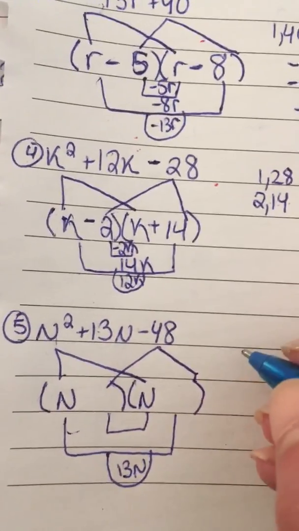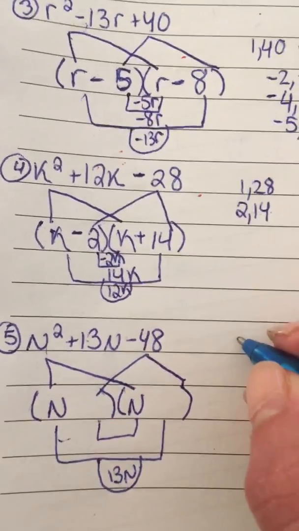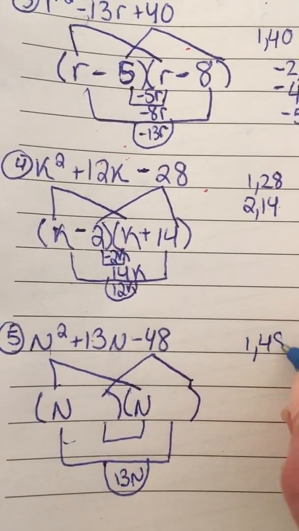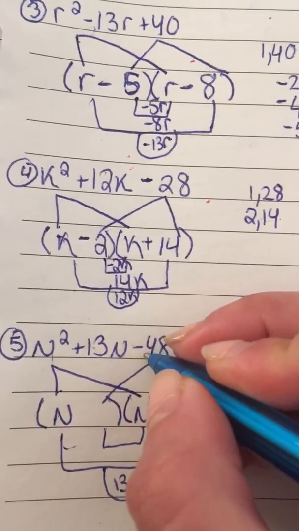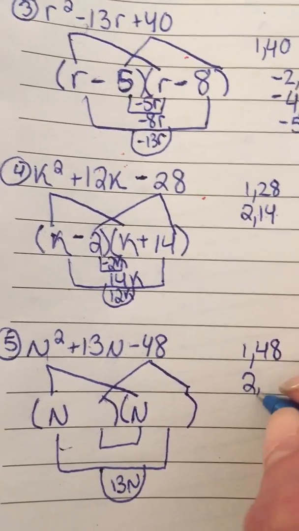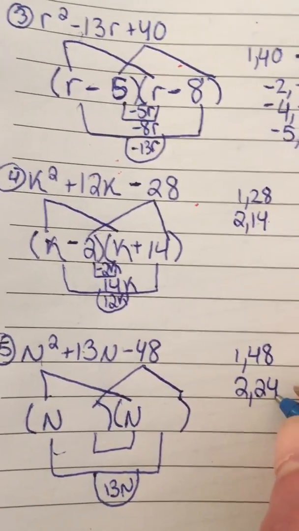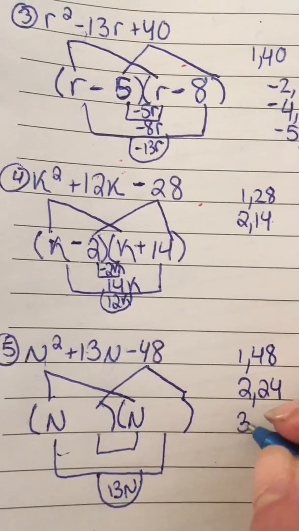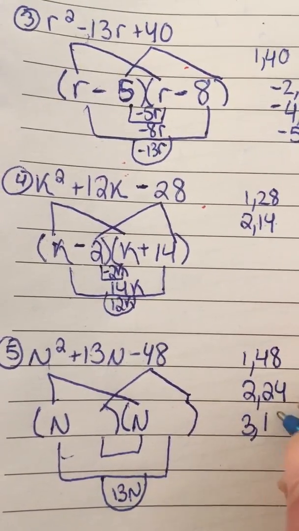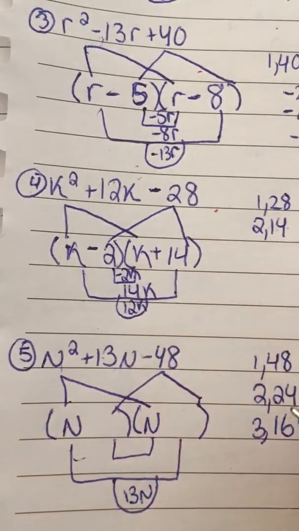So let's look at our factors of 48. Again, one will have to be negative since we have a minus at the end. So 1 and 48, so you're imagining subtracting them since it's minus at the end. That gives you 47, doesn't work. 2 and 24 would be 22, doesn't work. 3 times 16 is 48. When you subtract them, you get 13, which is what you want in the middle.